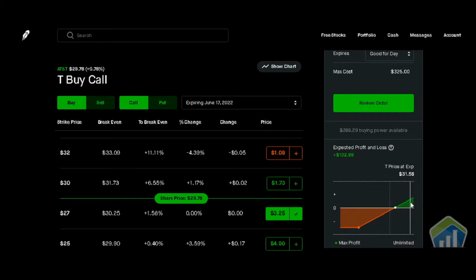So at $31.58, you'll be up $132.99, basically $133, right? You could just sell the contract off for that much if you wanted to. So you would make money that way. That's number one, right? That's the first way to make money.